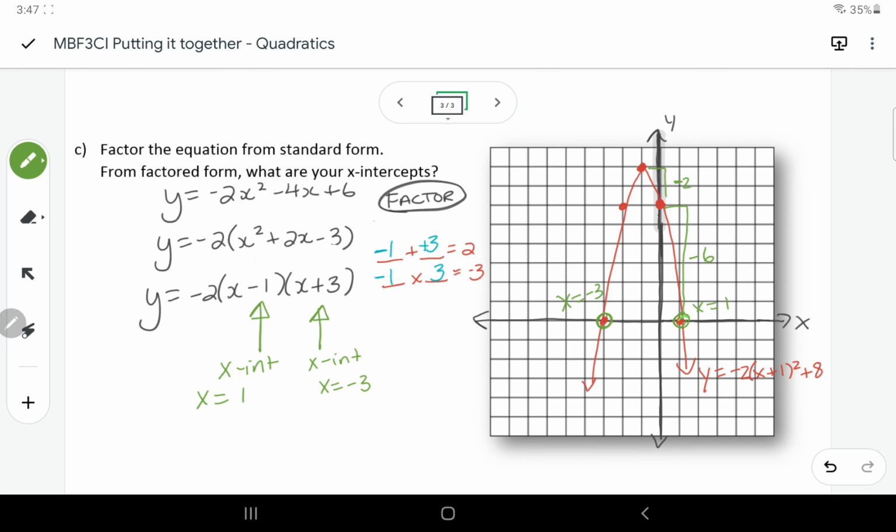And we see that that's true. Here's the x-intercept of positive 1, and here's an x-intercept of negative 3. So if you can do all of those things, that's a really good start to being sure that you're prepared for the test on Monday.